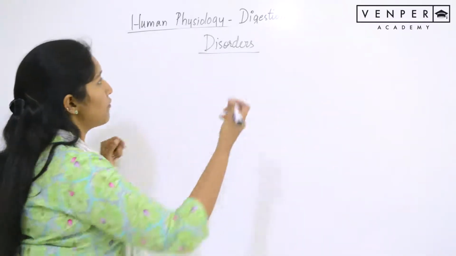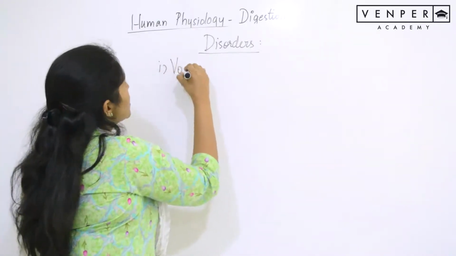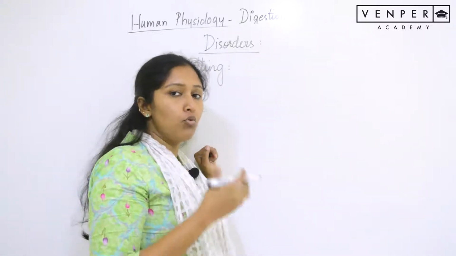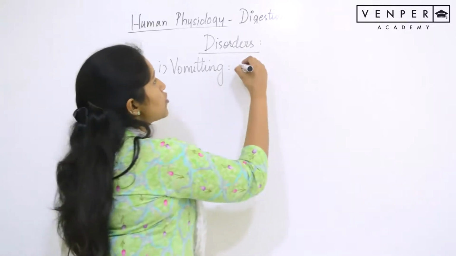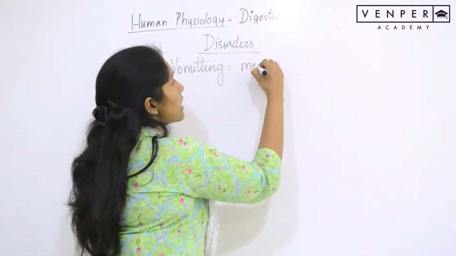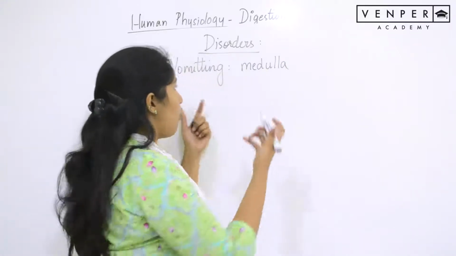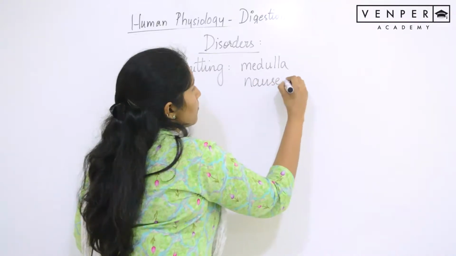Some of the different processes we see are vomiting. Vomiting is basically ejection of food through the mouth from the stomach, and this vomiting is controlled by the vomit center at the medulla in the brain. Before the actual act of vomiting you get the sensation of vomiting that is called nausea.